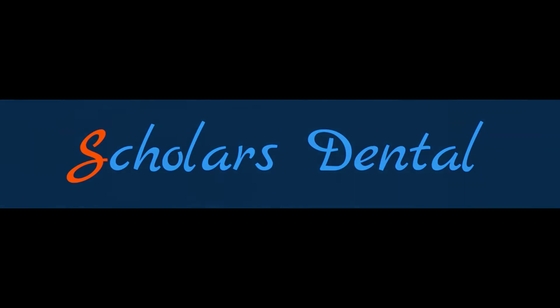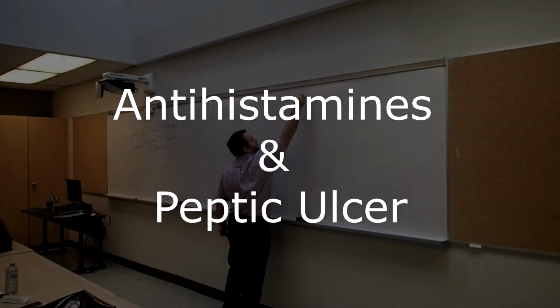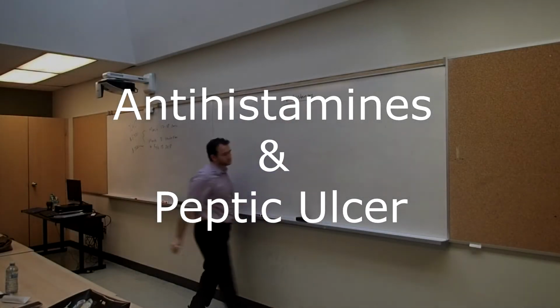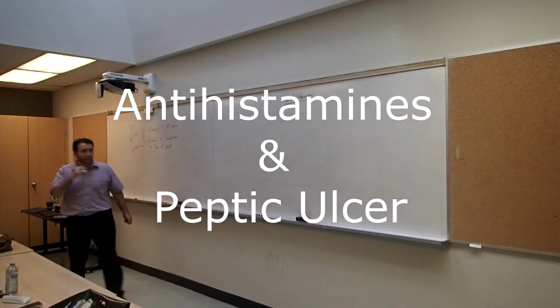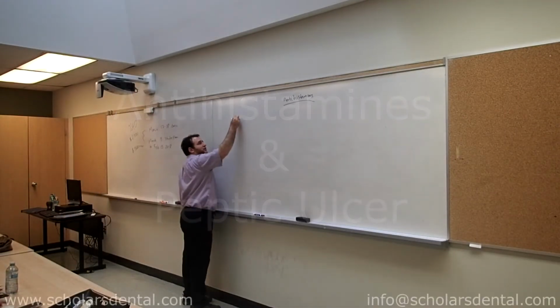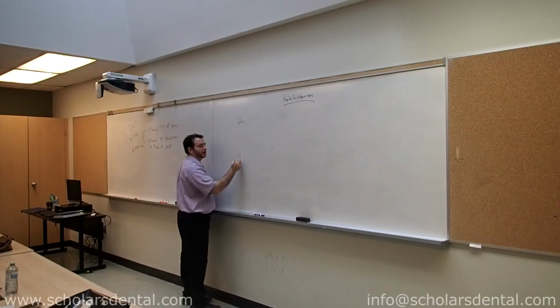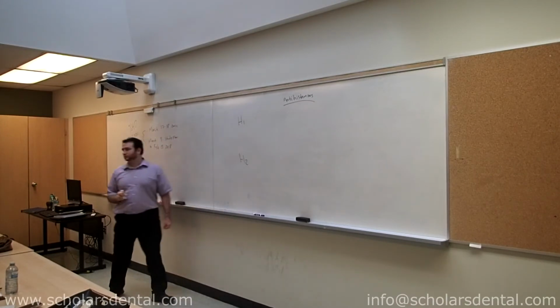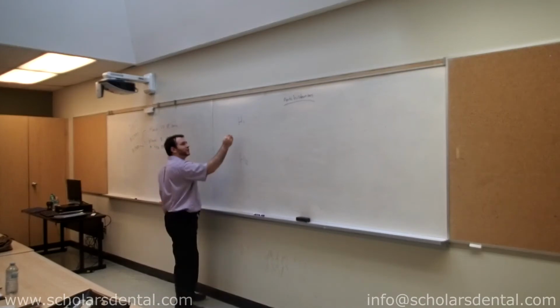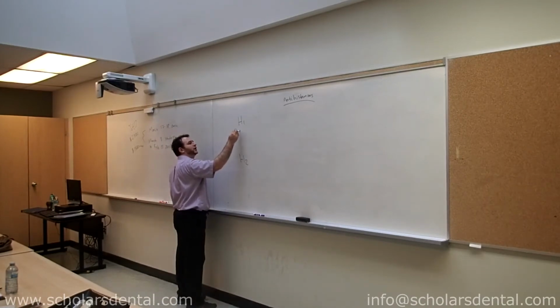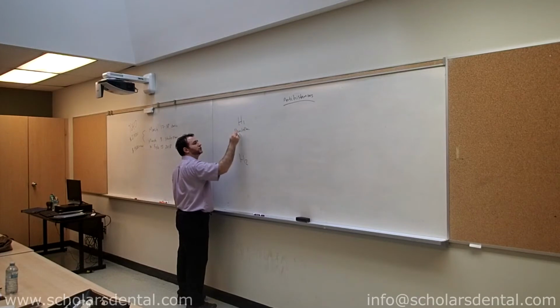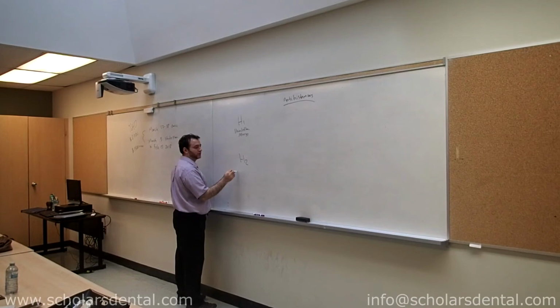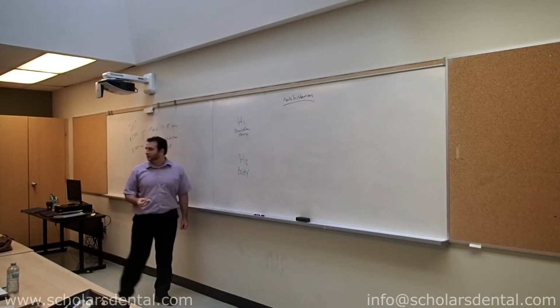Let me get one thing out of the way, which is antihistamines, because they are important. And they're easy. So you have two types of histamine receptors, H1 and H2. H1 receptors are responsible for pain, inflammation, allergies, all that stuff. H2 receptors are responsible for acid stuff. So peptic ulcers, acids in the stomach.